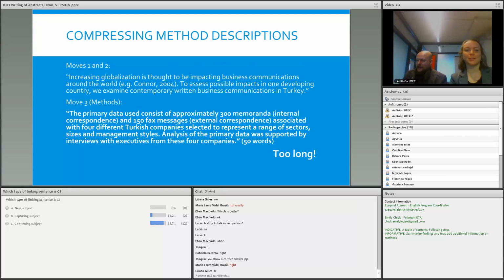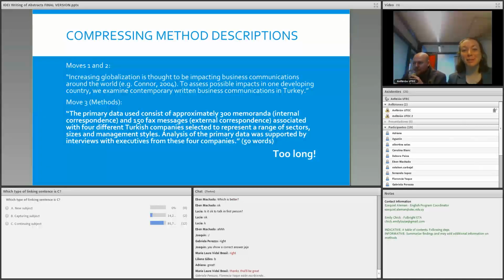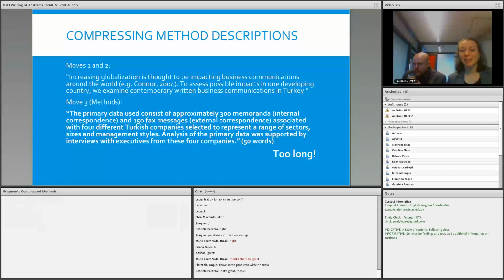So now comes the hard part. Yeah, so this is one of the trickiest things when you're writing an abstract, is compressing method descriptions. Since there are often word limits on abstracts, you can't describe the methods as fully as you might like to.